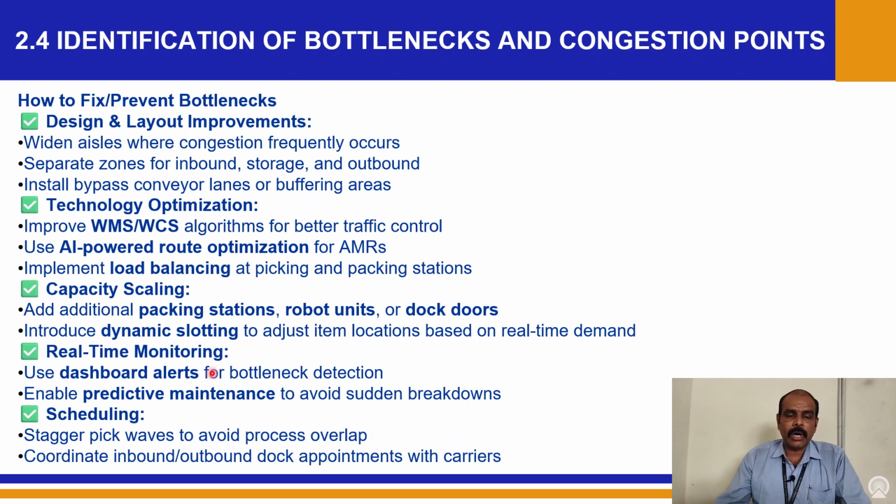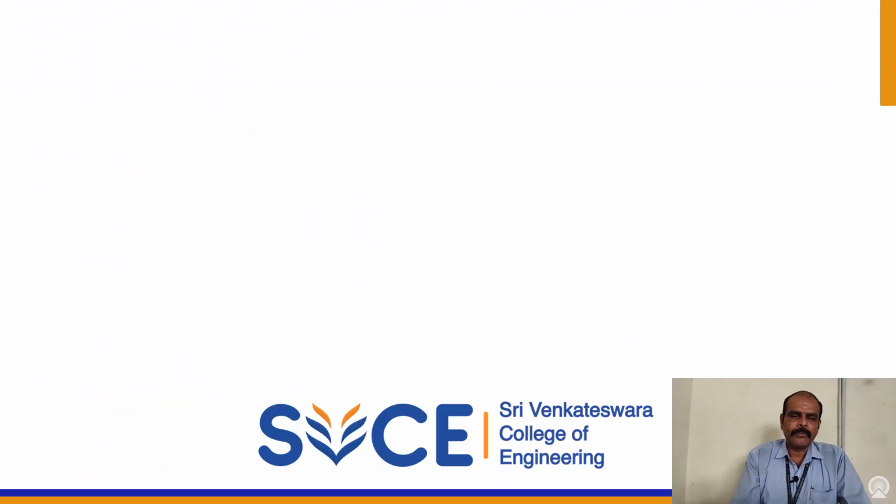Then the other important thing is real-time monitoring. 100% dynamic monitoring is essential so that we can identify the bottlenecks then and there. Then scheduling. Plan properly. If only one exit and one entrance is there, plan properly. From this time to this time, a roster can be given, and only that particular inbound activity should occur. Then during this duration, outbound should occur. Likewise, we can schedule properly.